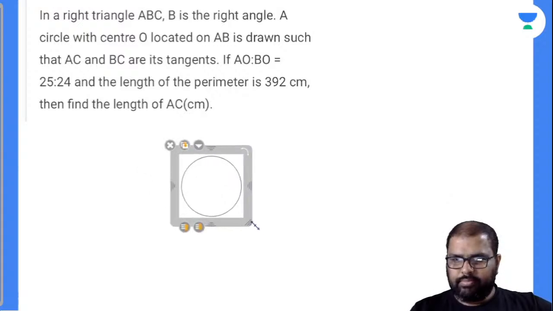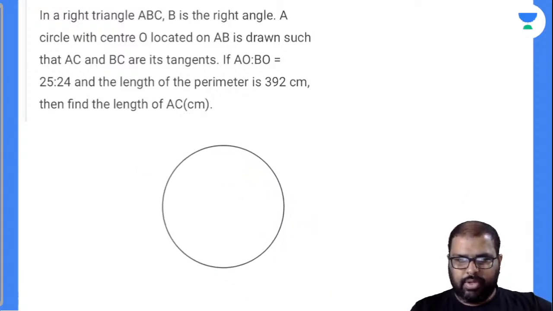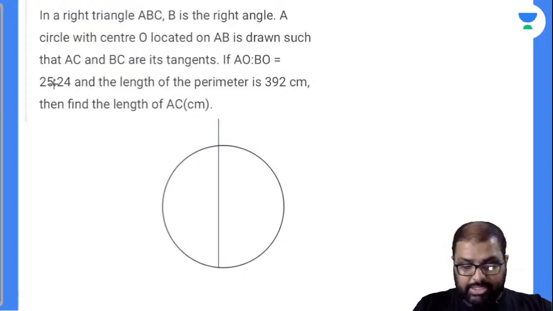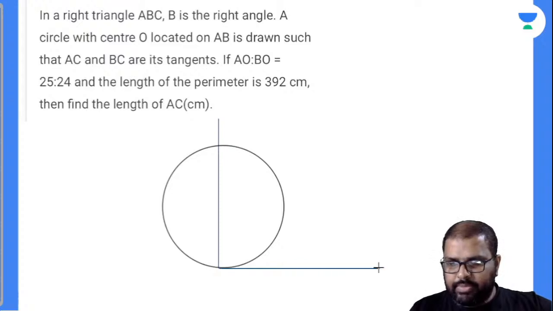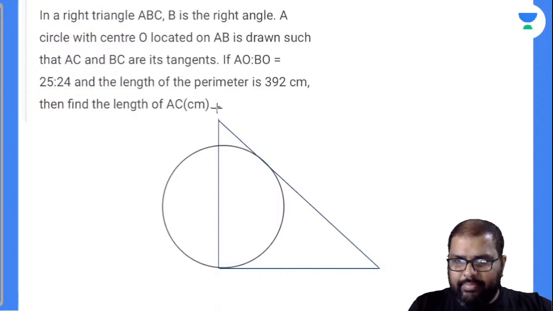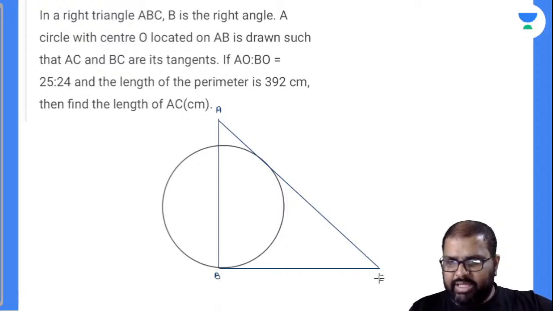So the point here is, this is AB. Why I have drawn AB like this: you can closely observe there that AO to BO ratio is different. So certainly A is not on the circumference of the circle. So I'll draw this. Now see, this is a tangent. This is also a tangent. I'll draw it like this. This is A. This is B. I hope I met the conditions of the given question.